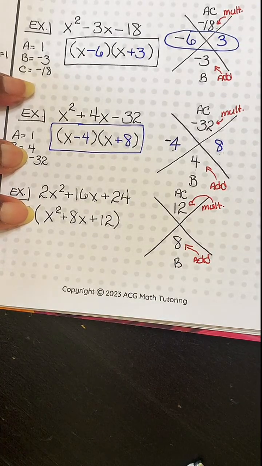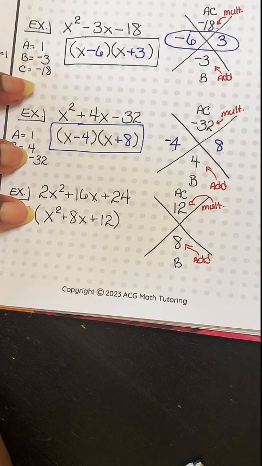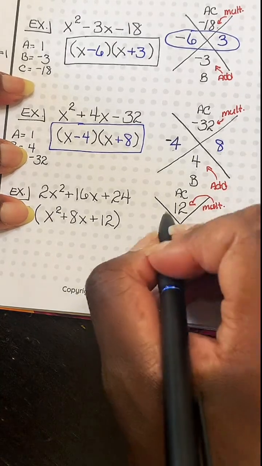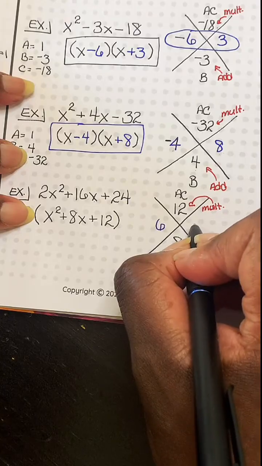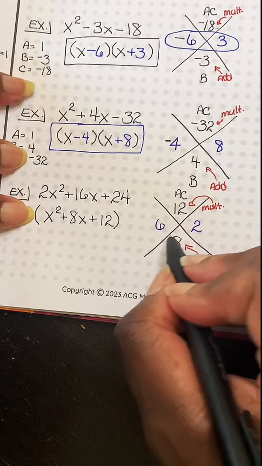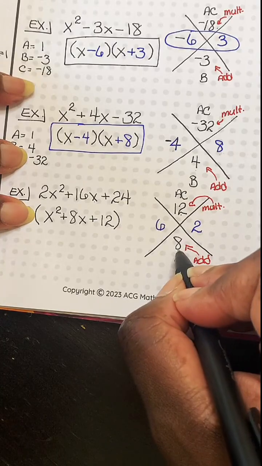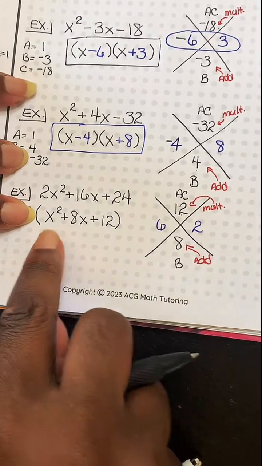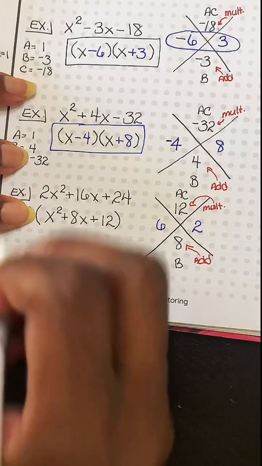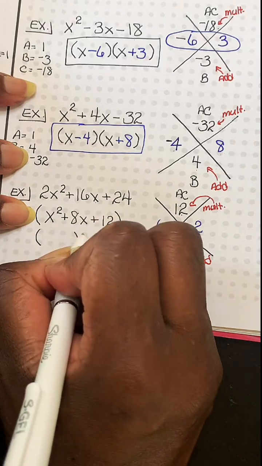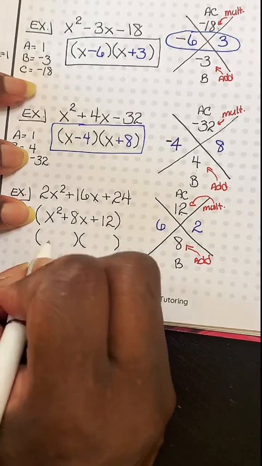And since both of them are positive, we don't have to worry too much about signage. It's only when you have a negative and a positive, okay? So we got 6 and 2. Because if you do 6 times 2, that'll give me my 12. If you do 6 plus 2, that'll give me my 8. So we still are going to have our 2 sets of parentheses, and we're still going to split our x's.